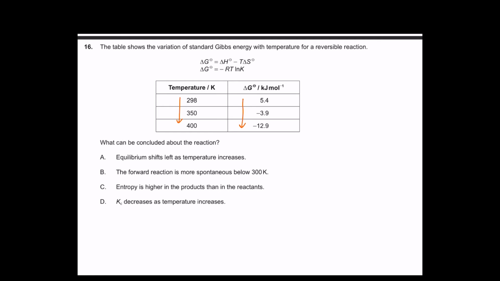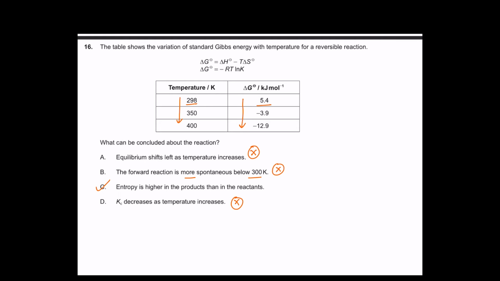Using this information, we can remove some options. As you're increasing the temperature, you know that the reaction is shifting towards the product side. So the equilibrium does not shift to the left; it shifts to the right. Kc decreases as temperature increases, this is also wrong. Kc should increase using the same logic. Forward reaction is more spontaneous below 300 Kelvin, that is wrong. Below 300 Kelvin, delta G is positive. Whenever delta G is positive, this means that the reverse reaction is more spontaneous. So this is also incorrect. So from option elimination, option C should be the correct answer.